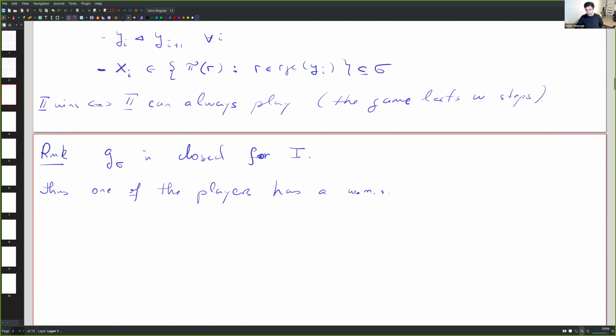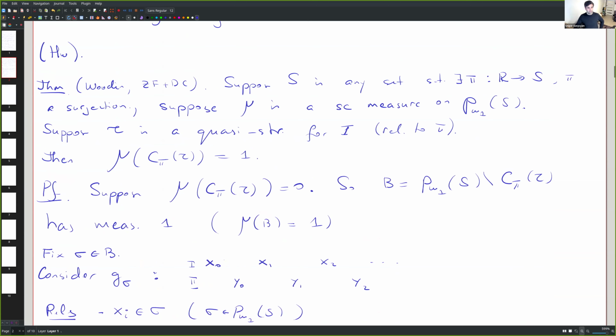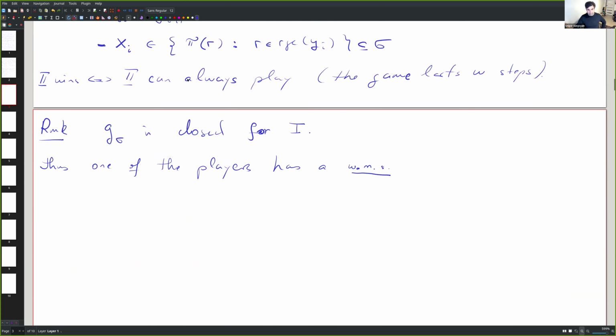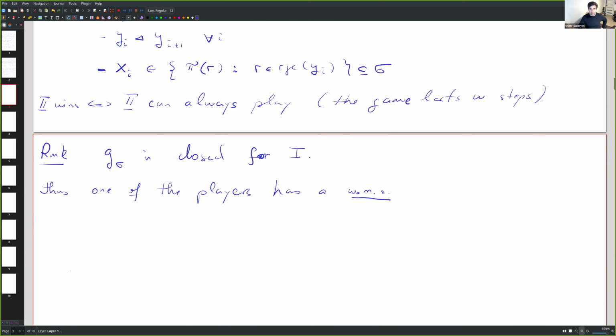So this just means that at each step you have all possible values, not just one. All right, but this means what? We have DC, right? This is very important. That means if 2 wins this game, then she can enumerate sigma. So if 2 wins, then sigma belongs to this thing.